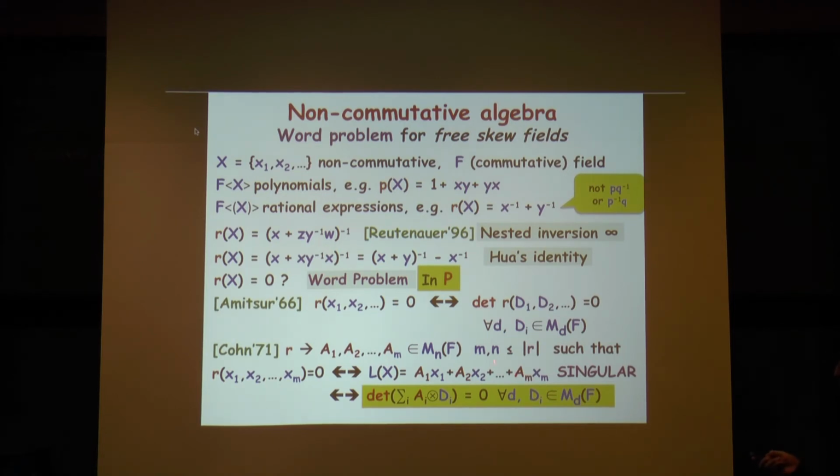You can define it by defining the free skew field, but it turns out to be equivalent to this. That's in fact what Kohn set out to do, to have a new definition. Amitsur had defined the free skew field. It's not clear that it exists, I should have said.